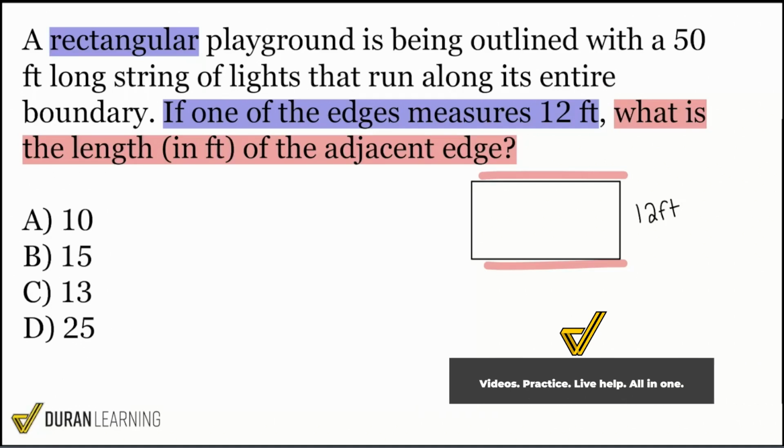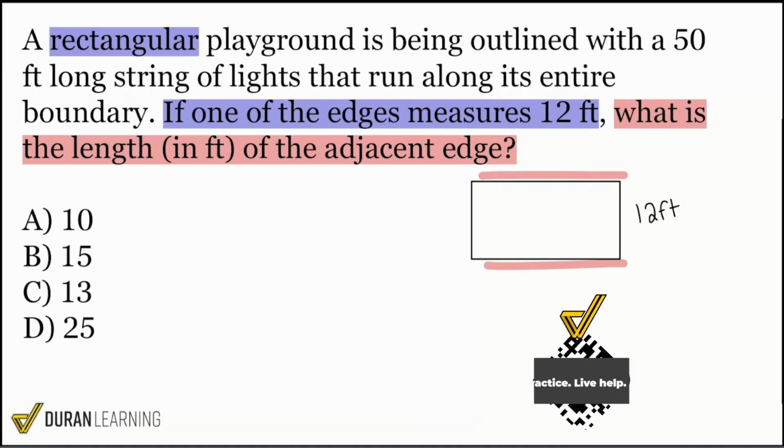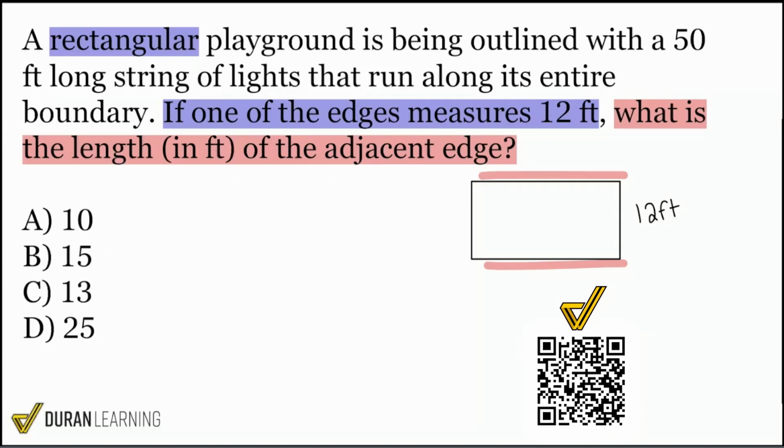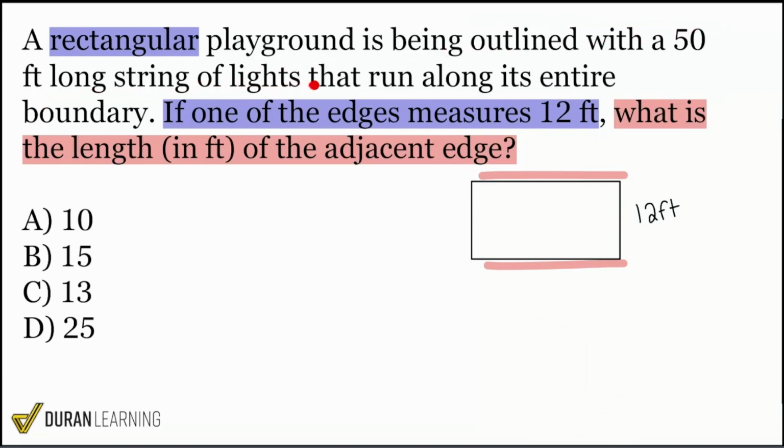Now, you're going to notice that we have the same exact headache as the previous question. Watch. A rectangular playground is being outlined with a 50-foot long string of lights that run along its entire boundary. My party people, they didn't say perimeter. They didn't say area. But they definitely said one of those things. Which one are we saying? Which one is it? And you got to give me proof. You got to give me evidence. You can't just throw perimeter out there. Come on, man. I'm not going to follow along blindly. Give me a reason. Yeah, and it's going to be a phrase.